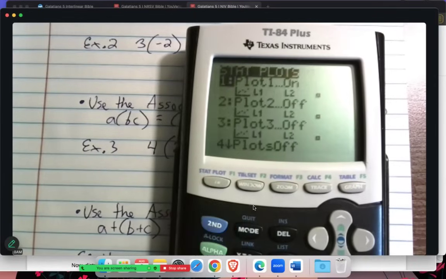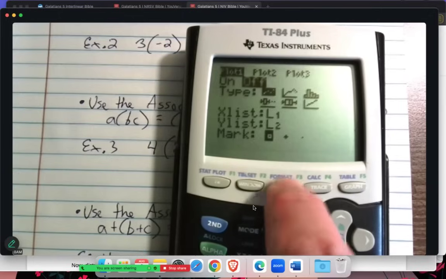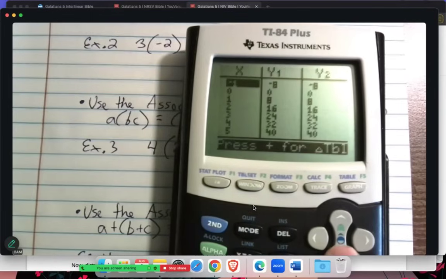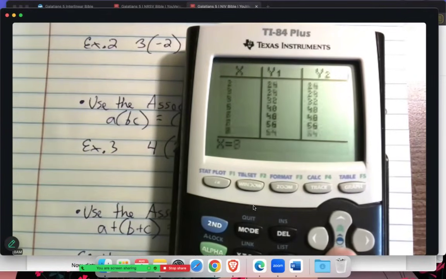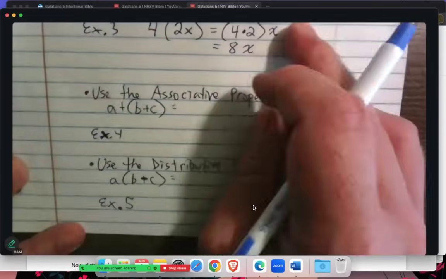I can turn my stat plot off by going to second y equals, stat plot off, and then go to zoom 6. And both lines are the same. And I can go to second graph and the y values look like they're the same for all the x values. That's later on. So we also have the associative property of addition.